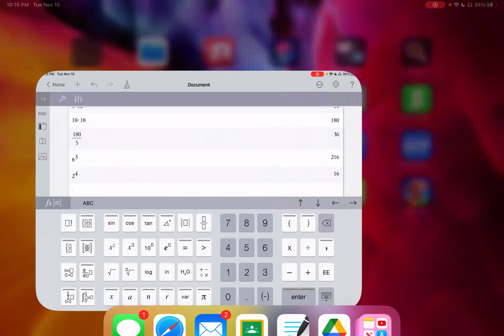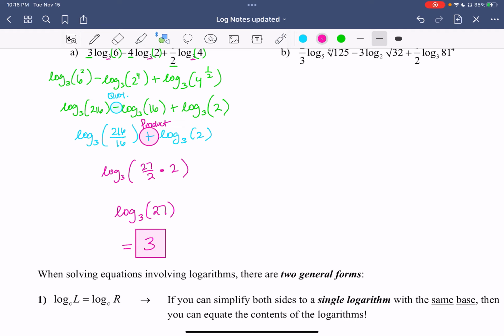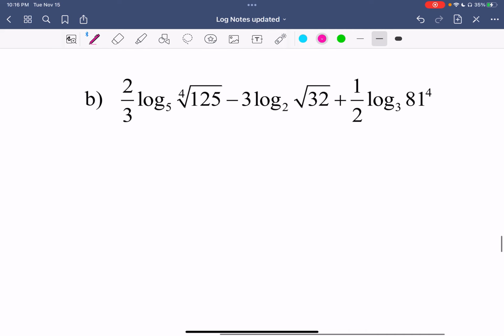So now we're going to write log base 3 of 27 in the calculator to get the number. So it equals 3. Okay, so if it says evaluate, your final answer should be a number. Okay, moving on to the next one.